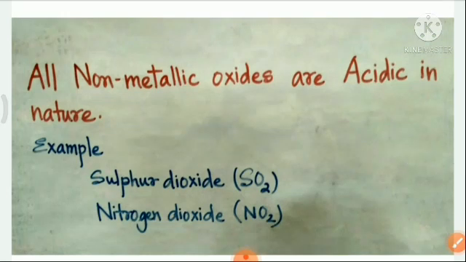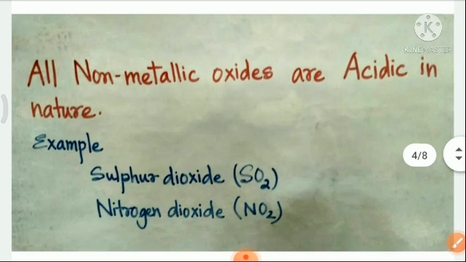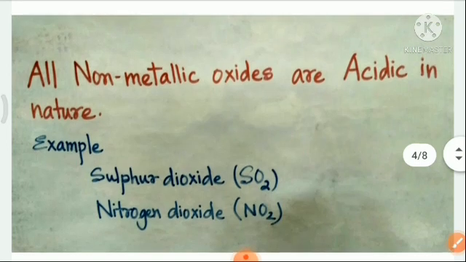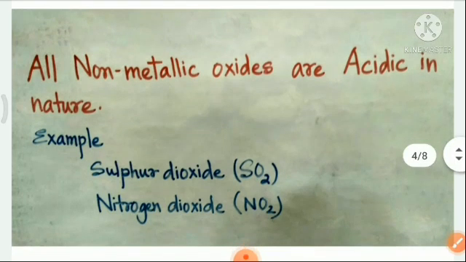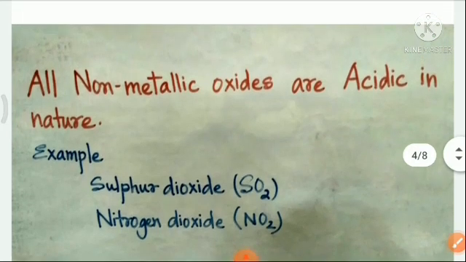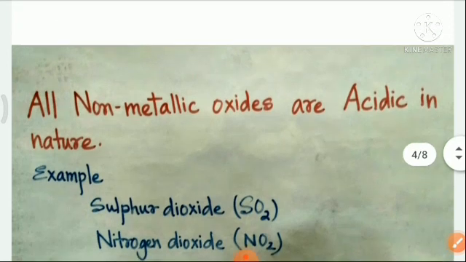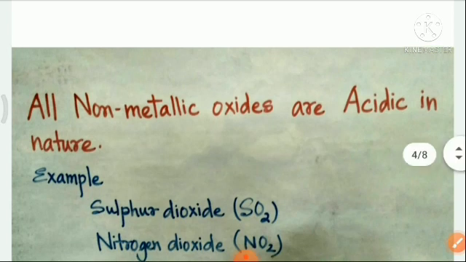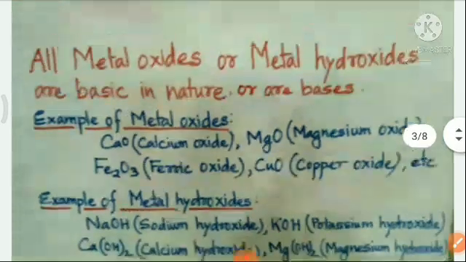For this class 7 chapter number 5, you only need to know that all metallic oxides are bases and all non-metallic oxides are acidic in nature, or are acids. Examples of non-metallic oxides are sulfur dioxide and nitrogen dioxide. You can remember these examples if such questions appear in your exam, or you can simply remember that all non-metallic oxides are acidic and all metallic oxides are basic in nature.